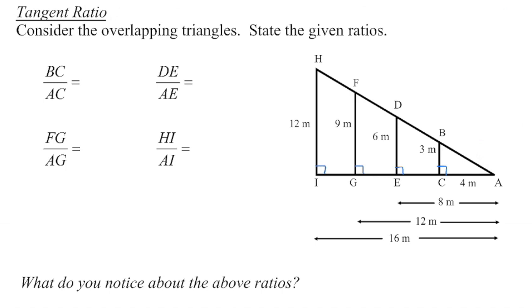If I start down here, side BC is the height of my smallest triangle, and it has a length of 3 meters. Side AC is the base of that smallest triangle, and it has a length of 4 meters. So I'm going to fill in here, BC is 3 meters, AC is 4 meters. The units are the same, so I'm just going to leave them off. They would divide out.